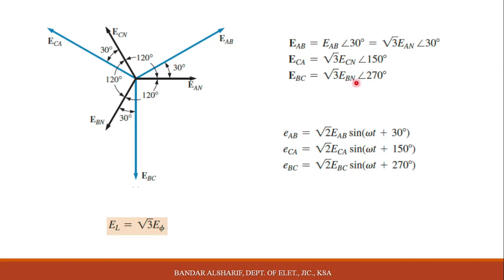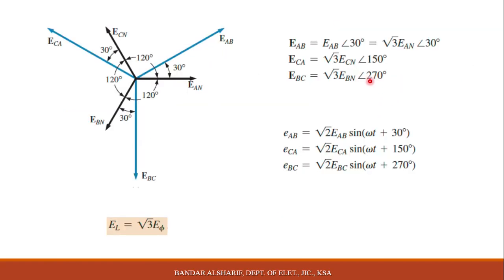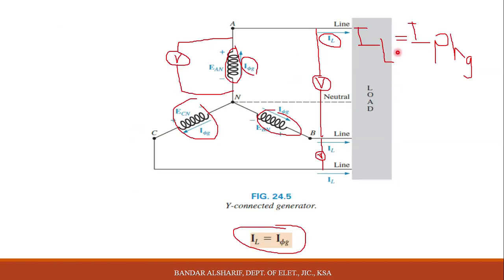And here for BN, it was minus 120, this means 240. If you add 240 plus 30, you will get 270. Okay, this is the relation now between the phase value and the line value. Consider this only for the Y connection voltage, but for the current, phase and line are equal to each other, even in the angle. Later we will see.